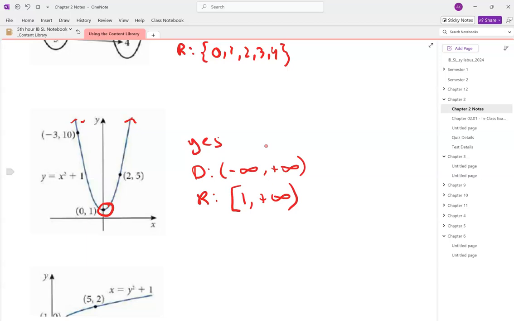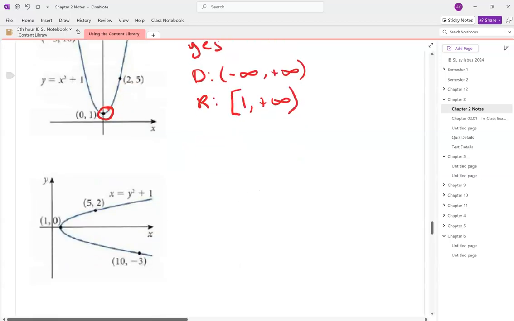Sit tight. What about this one? Is this a function? No. Why not? Fails the vertical line test, right? Great. What's the domain? Oh, okay, positive infinity, but you start at the small to big always. Not 0. 1 to positive infinity. What are my symbols?